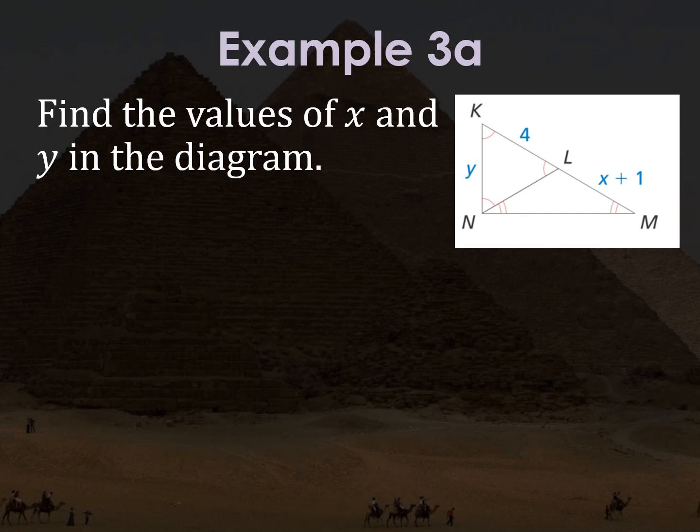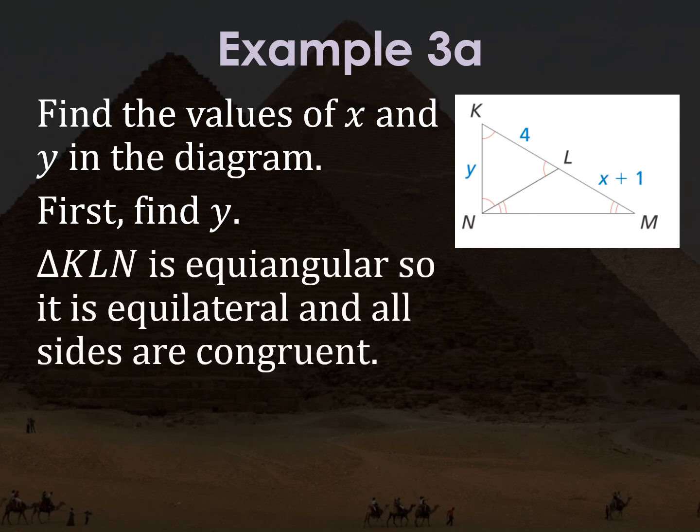3A, find the values of x and y in the diagram. So what we have are an equilateral triangle and an isosceles triangle. So let's start with the equilateral triangle up here. So you can see it's equilateral because all three angles are congruent. And the rule is if all three angles are congruent, then all three sides are also congruent, which means since KL is equal to 4, that means KN has to also equal 4, which means y is 4.